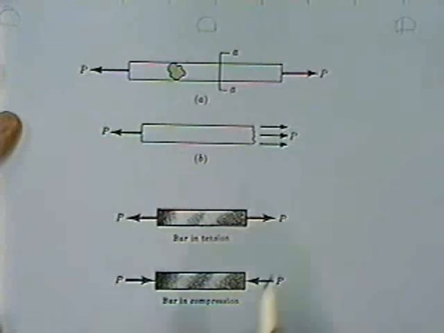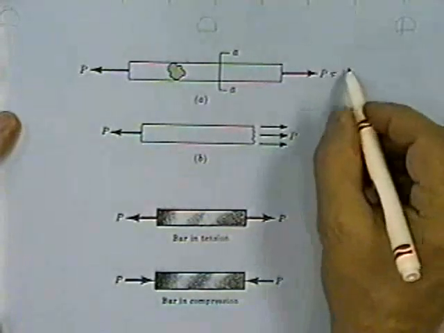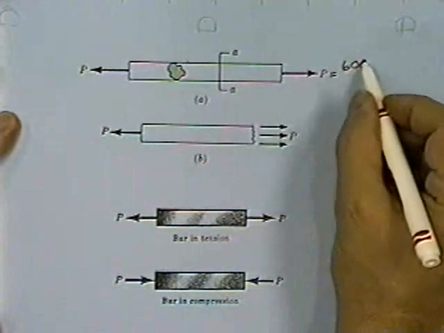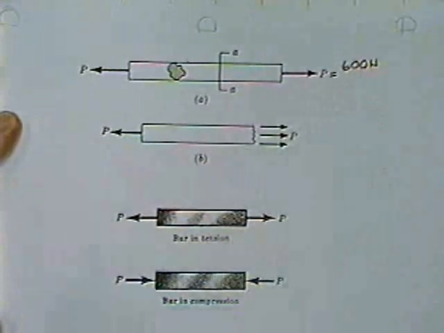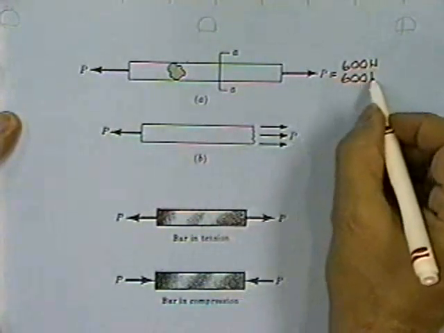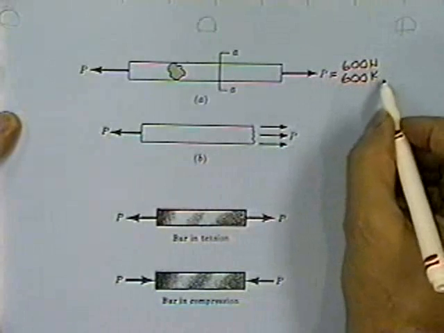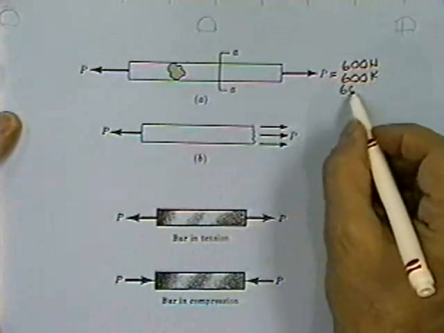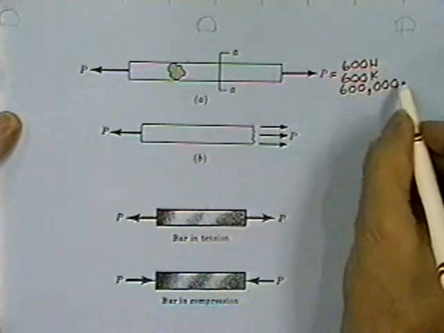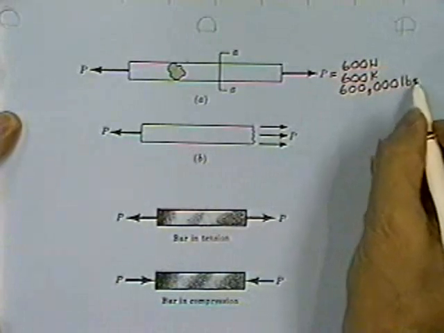Here's a bar. Someone has placed a load P, perhaps 600 newtons. They tell me a newton is an apple, so that's about how much 600 newtons is, about 600 apples. Or perhaps 600 kips. A kip is nothing but 1,000 pounds. It's a nice convenient way not to have to write down 600,000 pounds of force.